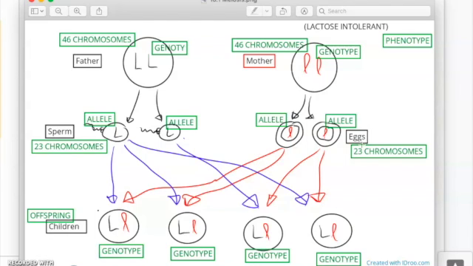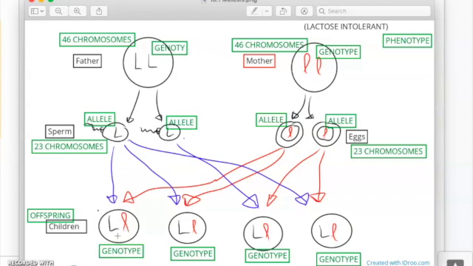Remember, we want the haploid gametes, the egg and sperm, to combine to form children, the offspring. And they each also have their own genotypes now. And you can see that it's a combination of the mother, with the small l, and the father with the large L. So each offspring does have a big L, small l genotype.